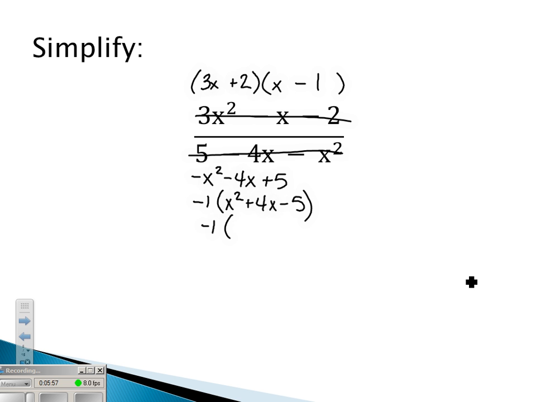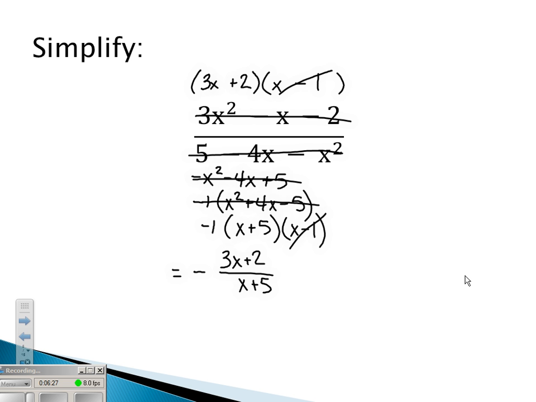So I've got a negative 1 still, x plus 5, x minus 1. They give me my negative 5 in the back, and they will also give me that positive 4x in the center. Now look for canceling. Both top and bottom have an x minus 1. So that negative, I'm just going to throw it in front of my whole thing. Top, 3x plus 2. Bottom, x plus 5. And we're done.